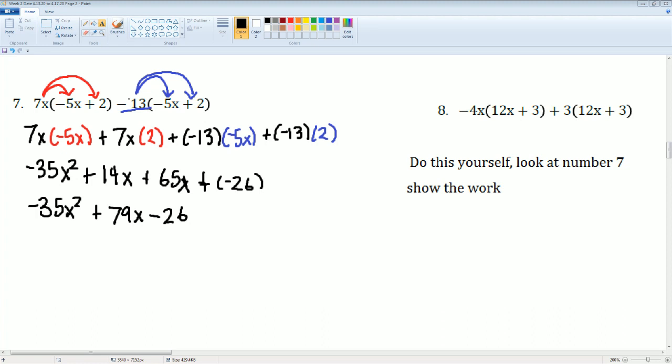The answer for this one should look like this: negative 48x squared plus 24x plus 9. Should look like that, but make sure you do your work.